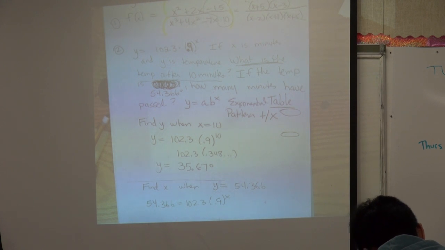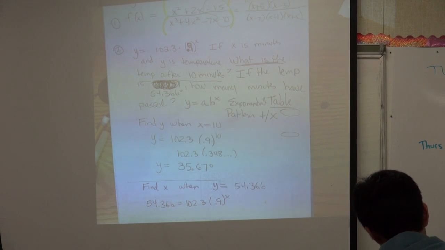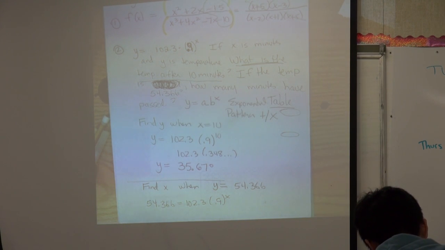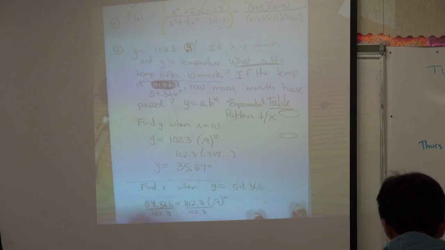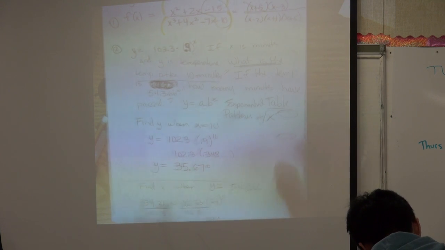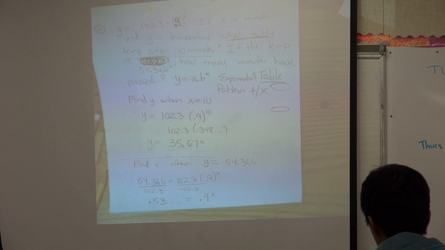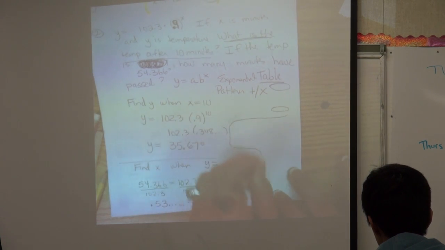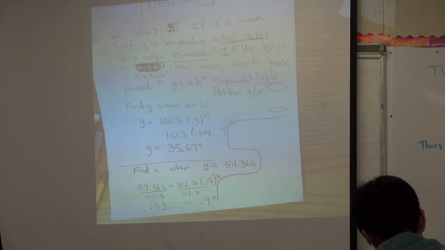And the first thing you do on your calculator, Henry, is divide both sides by 102.3. And you get 0.53... equals 0.9 to the x. And at this point, to get out of this problem, it requires using, Henry, change it. You should change the form.